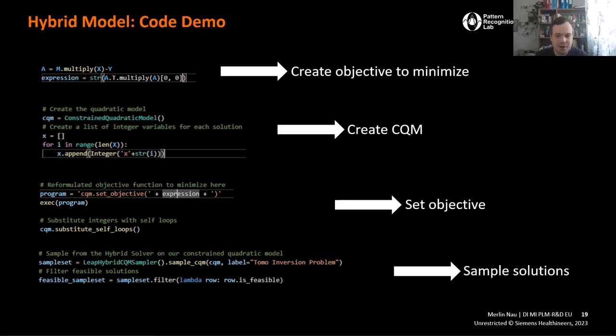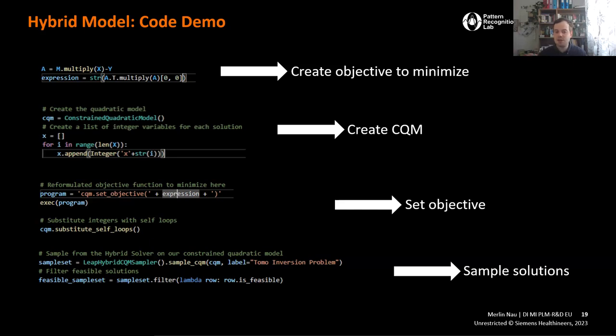this constrained quadratic model here, because I'm sure most of you are familiar with how this binary quadratic model works with setting up the QUBO matrix. So for the constrained quadratic model, you need to create an objective function to minimize. Here you can see exactly what we pointed out in the previous slides. We make an expression which defines a least squares optimization problem. We then create our integer variables, set the objective, and sample from this hybrid sampler, obtaining a sample set and filtering it for feasible samples. And then we always chose the solution associated with the lowest energy.